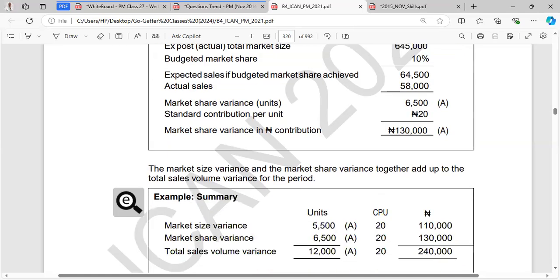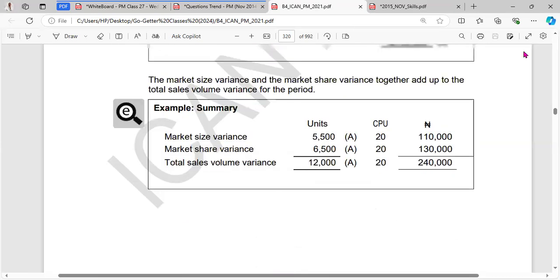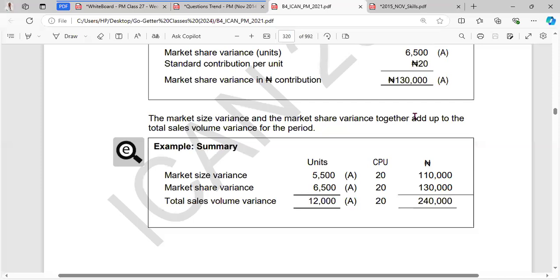So the total market size variance and the total market share variance should add up together to give you the total volume variance. So in units for the company, this is the planning variance, market size, operational variance, market share, total sales volume. You can see it down here. For contribution, this is the value there.